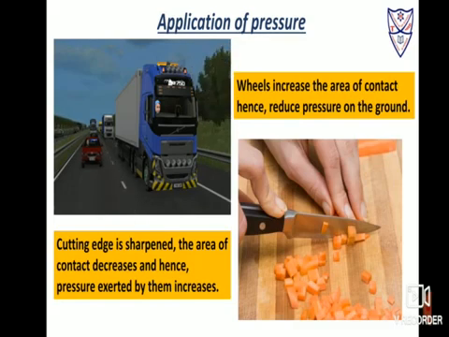Application of pressure. In the first image you can see that a heavy truck is fitted with 6 to 8 wheels. These wheels increase the area of contact on which the weight acts. Hence it reduces the pressure on the ground. So the larger the area of contact, the less will be the pressure on the ground. In the second image you can see the cutting edges of knives, blades, etc. are sharpened. As the cutting edge is sharpened, the area of contact decreases. Hence the pressure exerted by them increases. Thus larger pressure cuts the object easily. So the smaller the area of contact, the larger will be the pressure on it.